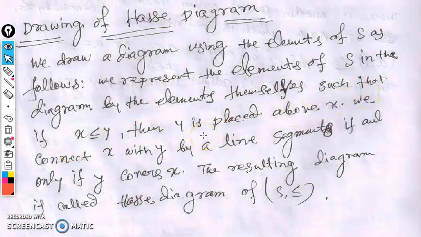Okay. When X is covered by Y, Y should be at the upper level and X should be at the lower level. So Y is placed just above X. We connect X with Y by a line segment if and only if Y covers X. The resultant diagram is called the Hasse diagram. That means in the Hasse diagram, we should not consider any arrow, because when we draw a line from the lower level to the upper level, it automatically represents that the relation holds from the lower level element, which is the preceder, to the upper level element, which is the successor.